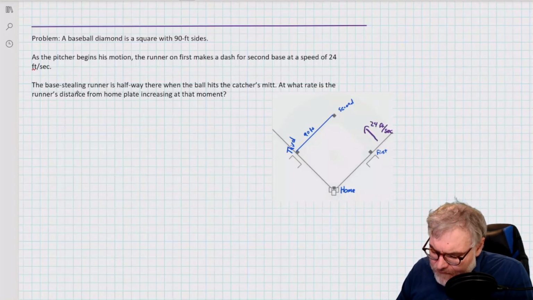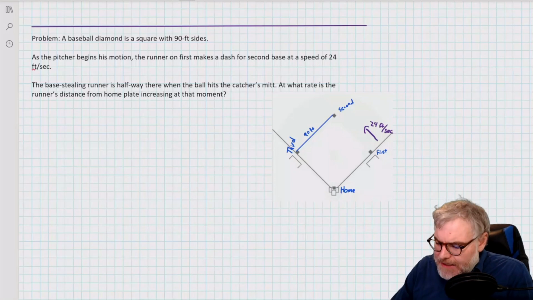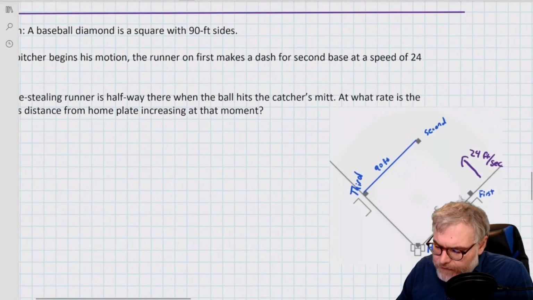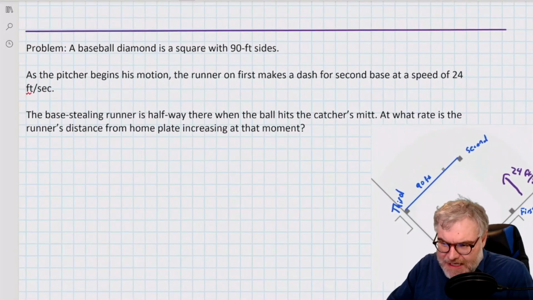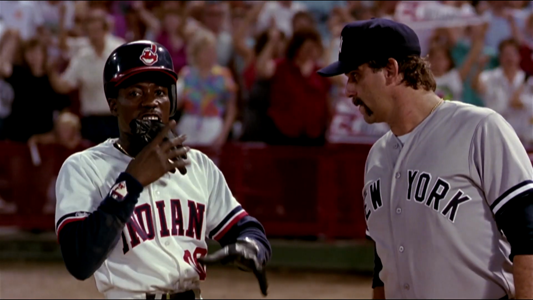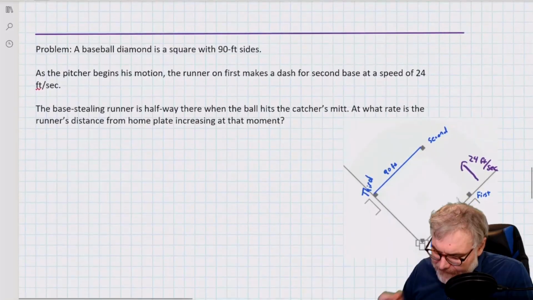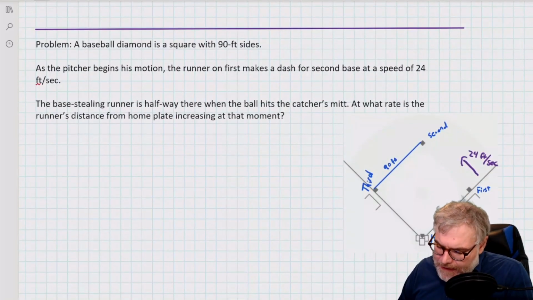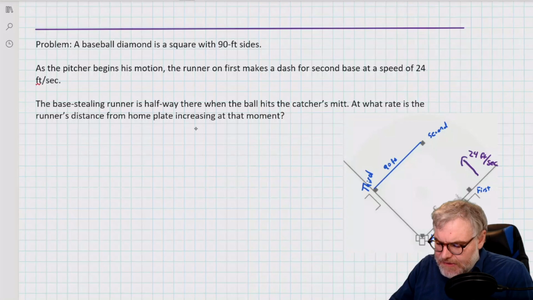He's going to be halfway. Now, a baseball diamond is 90 feet from here to there, okay? So it's 90 feet from first to second. About 90 feet. And so the base stealing runner is halfway when the ball hits the catcher's mitt. Now, my question is, at what rate is the runner's distance from home plate increasing at that moment?